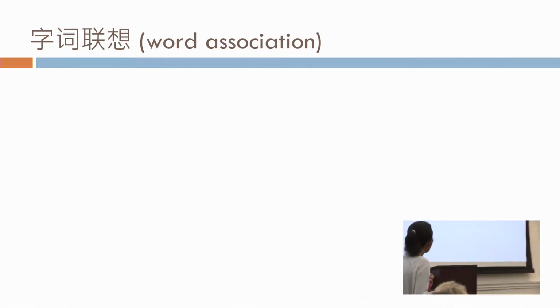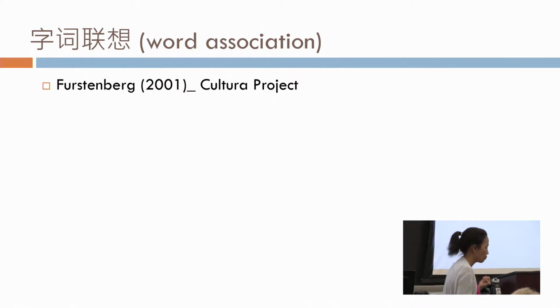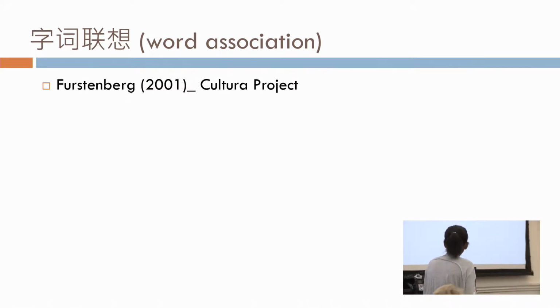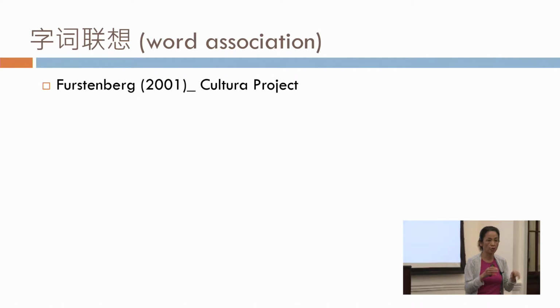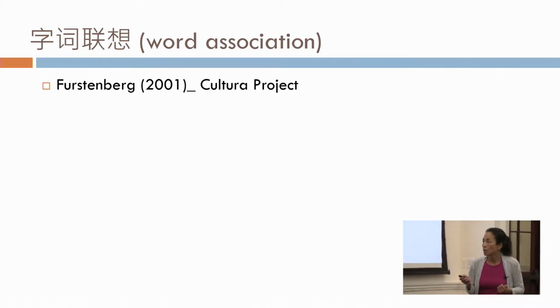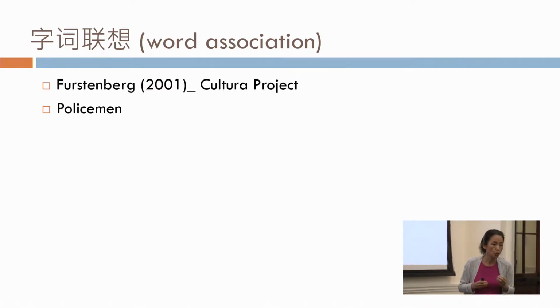So, word association. This is actually an idea from a French teacher, Furstenberg, at MIT. She has a project called the Cultura project, but she used it more for online discussion, and I modified it for a speaking activity. So what does that mean? For example, if I show you this word, policeman, what do you think about? What other words do you associate with policeman?